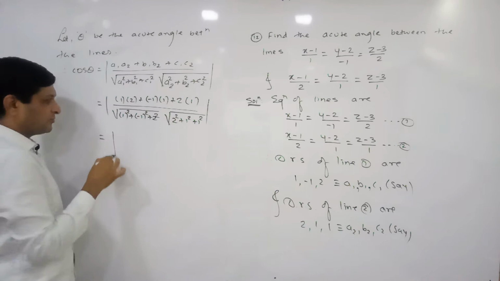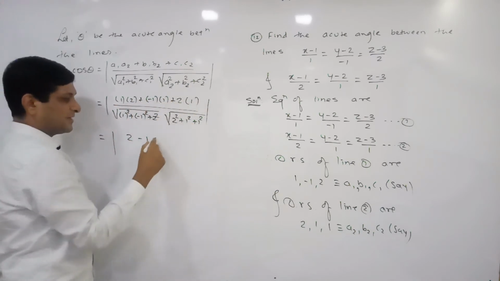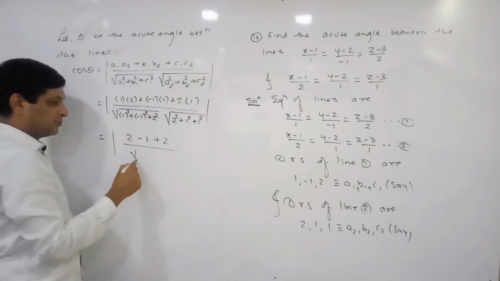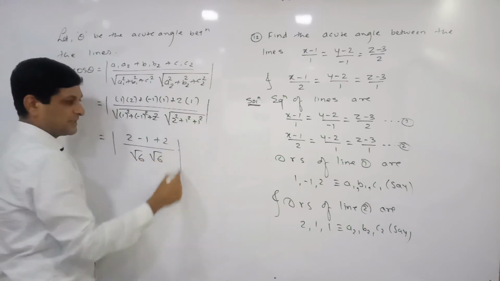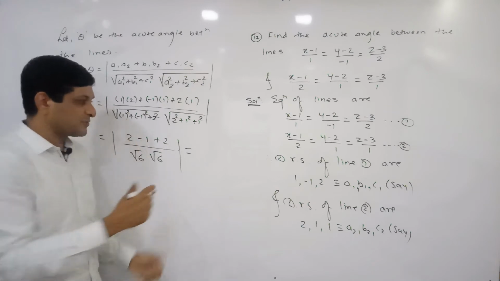So which is equal to, here we will get 2. 1 into minus 1 is minus 1, 2 ones are 2. In the denominator we will get here 4 plus 1 plus 1 means root 6, and here 4 plus 1 plus 1 will be equal to what? Root 6. Let us simplify the numerator here. 2 plus 2 is 4, 4 minus 1 is how much?